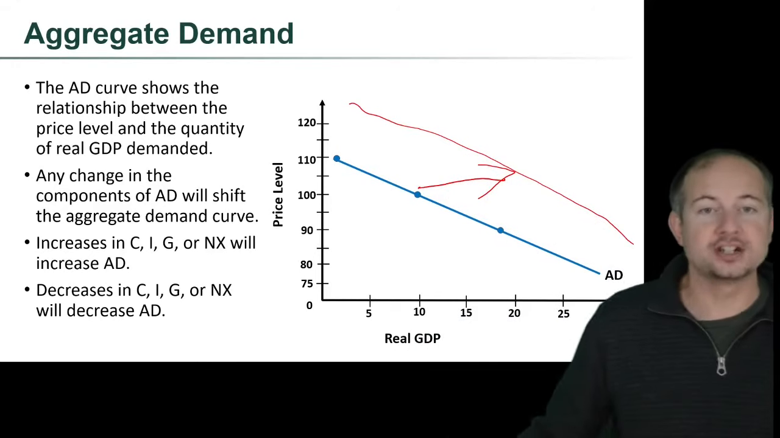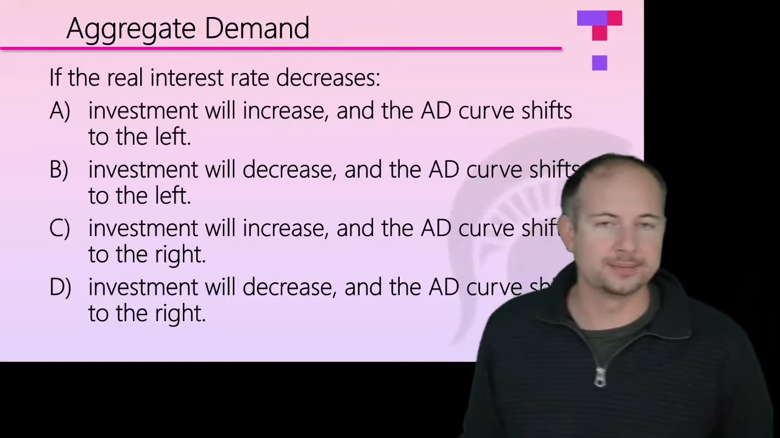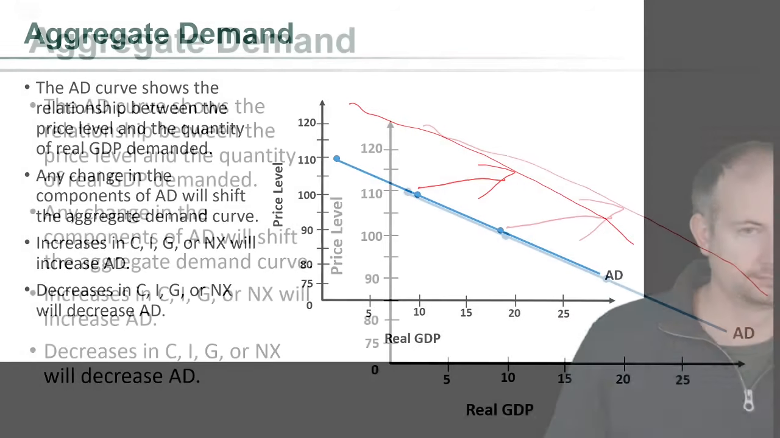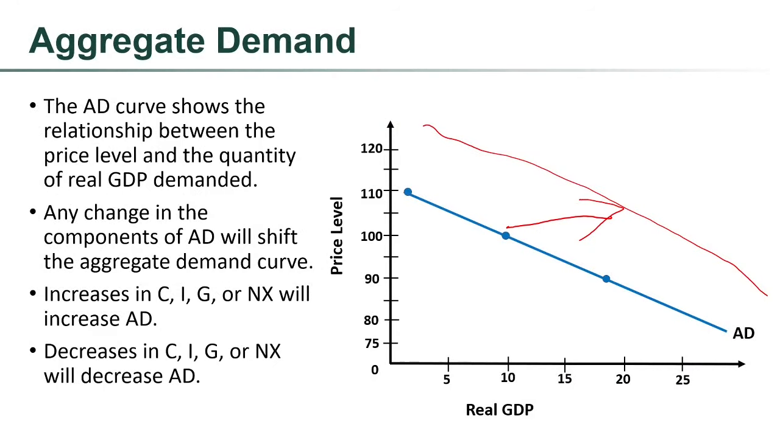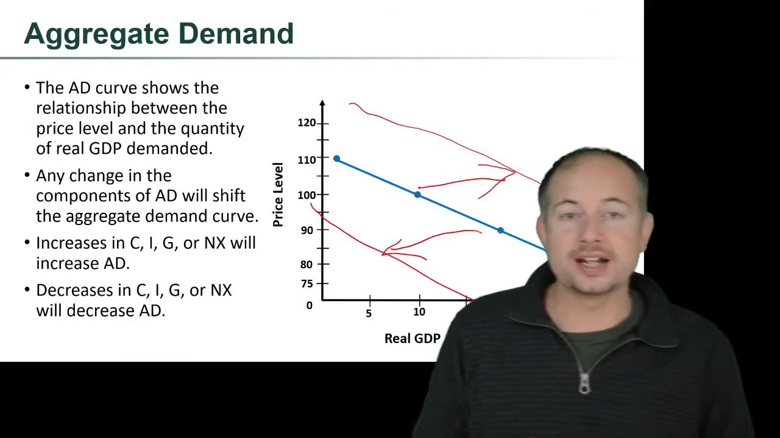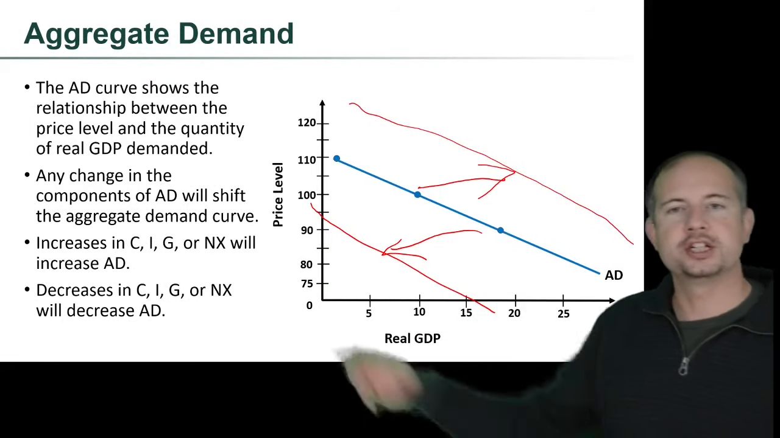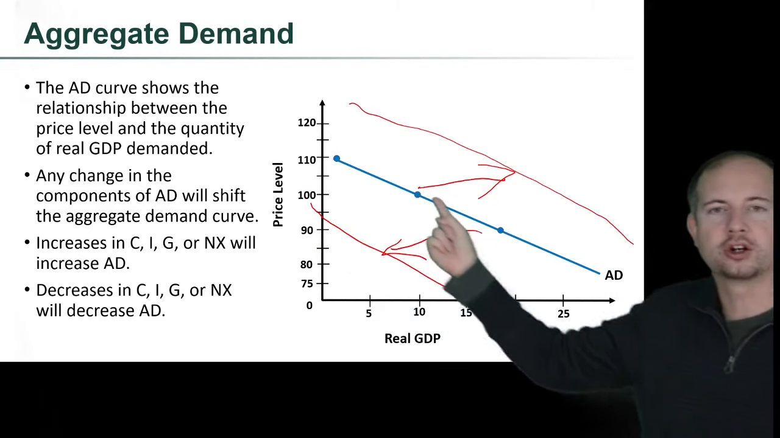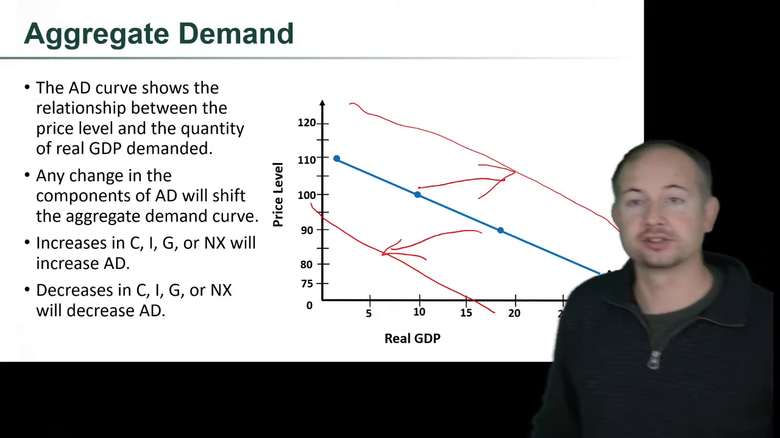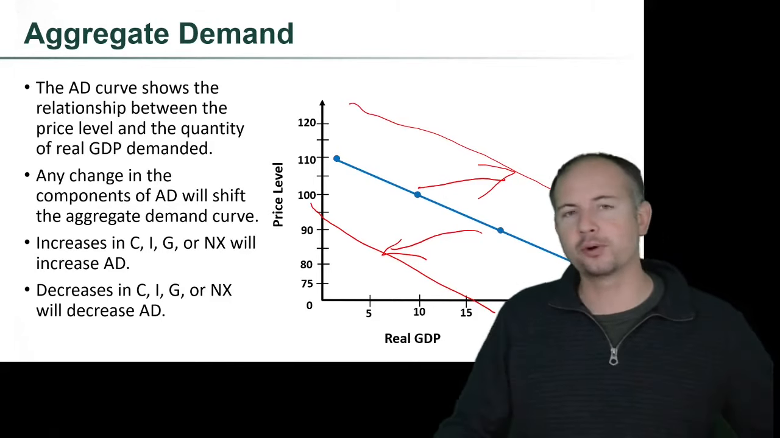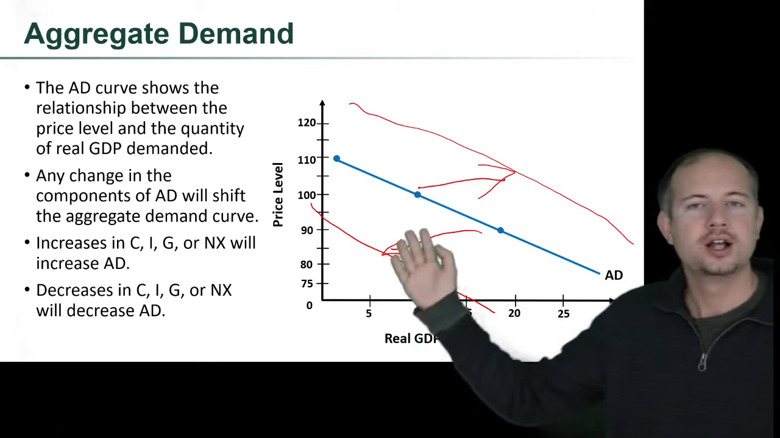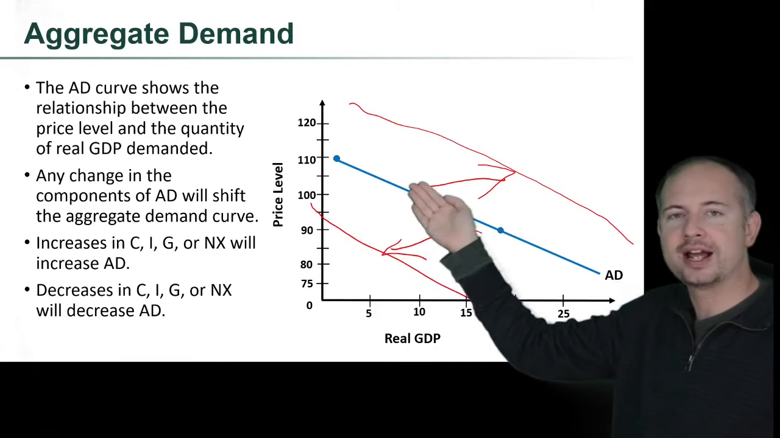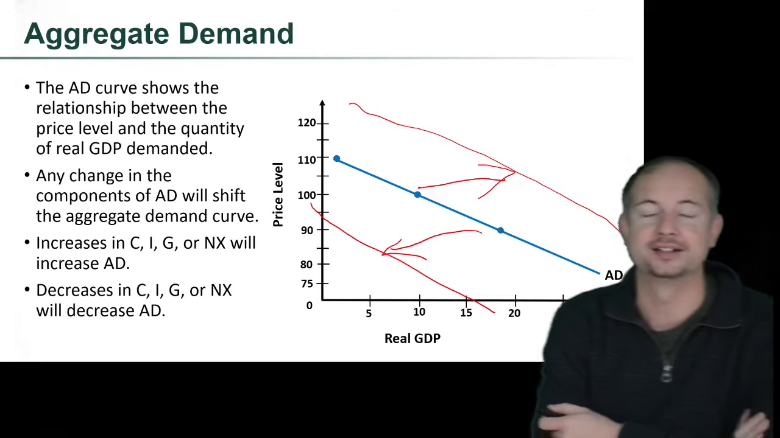Decreases in C, I, G, or NX will decrease aggregate demand, which would mean it would shift this way. Just like the demand for a product, if we change price, in this case price level, we get movement along the curve. If we change something else, so if for whatever reason we're all feeling good this morning, we woke up and we all went and bought a car, that is an increase in something other than price, so that is a shift of aggregate demand.